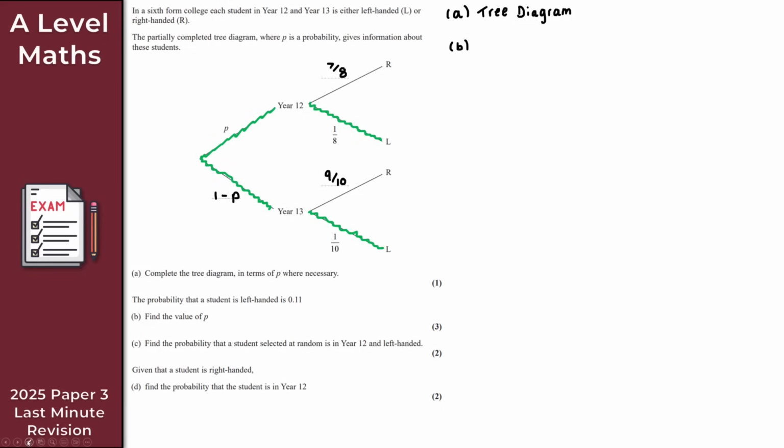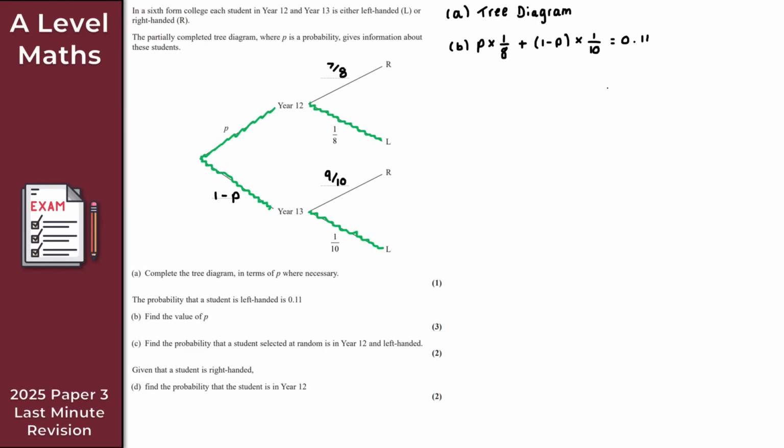So, going back to my original pen color here, in that case, I need to evaluate these 2 different products here. So P times 1 over 8 and 1 minus P times 1 over 10, and set those equal to 0.11, right? Because these 2 products here, when we add those together, that gives us the probability then that a student is left-handed. So, like we just said, then it's P times 1 over 8 plus 1 minus p times 1 over 10. And like we just said then, this here is equal to 0.11.